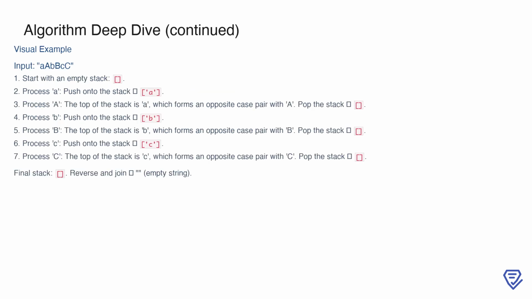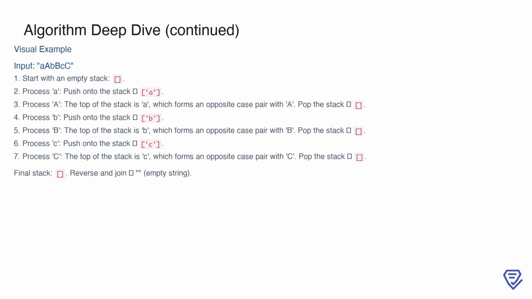To better understand how this algorithm works, let's walk through a visual example with the input string aABbcC. We start with an empty stack. First, we process a and push it onto the stack, resulting in a. Next, we process A. The top of the stack is a, which forms an opposite case pair with A, so we pop a from the stack, leaving it empty again.